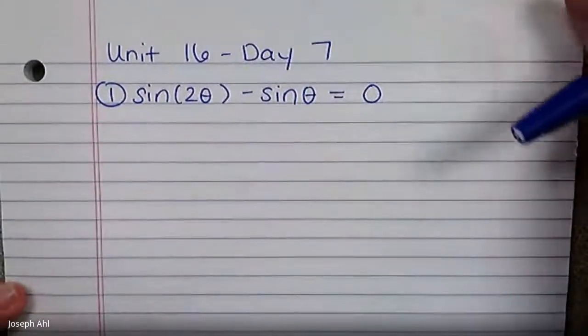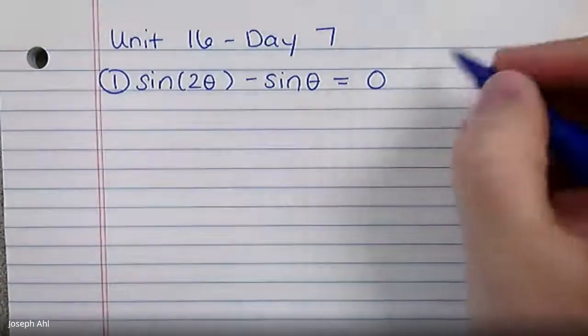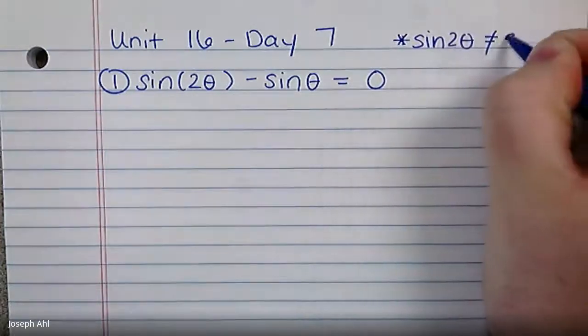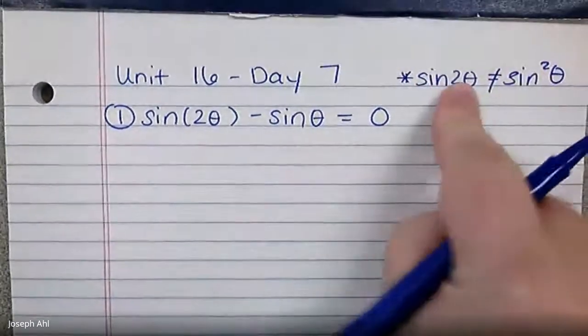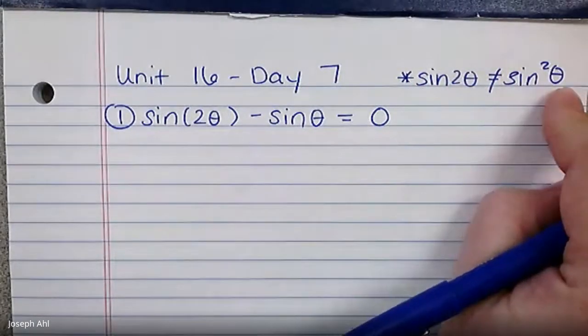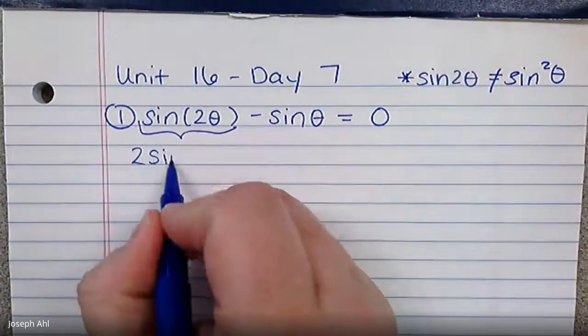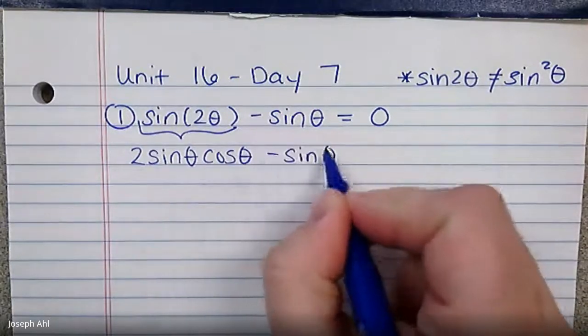So let's get right into number 1, which is sine 2 theta minus sine theta equals 0. To start with this example, when you see a double angle identity, we have to make a substitution there. And as a reminder, don't confuse sine 2 theta with sine squared. Those do not mean the same thing. Here we're doubling the angle. Here we're squaring the function sine theta. Sine 2 theta has a replacement. It's 2 sine theta cos theta. So you have to replace that whenever you see it.